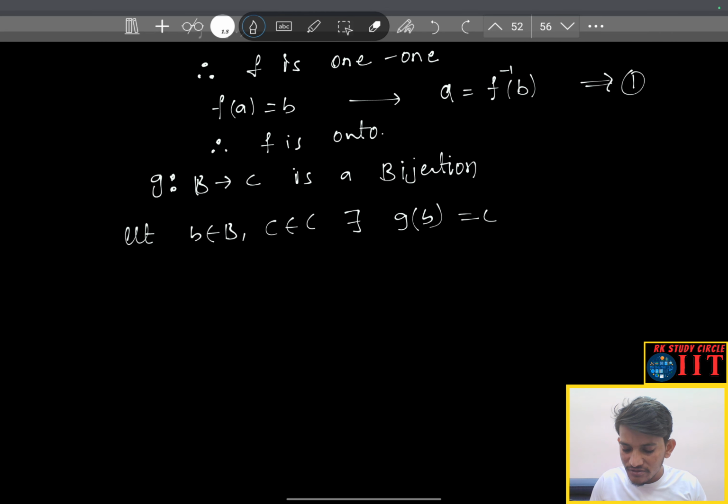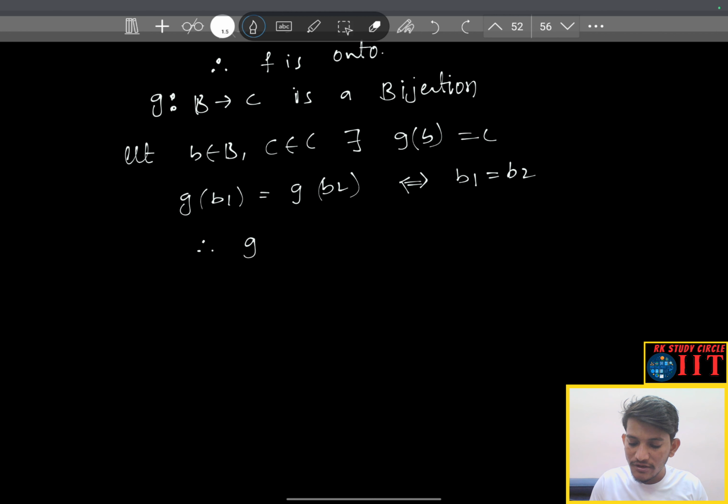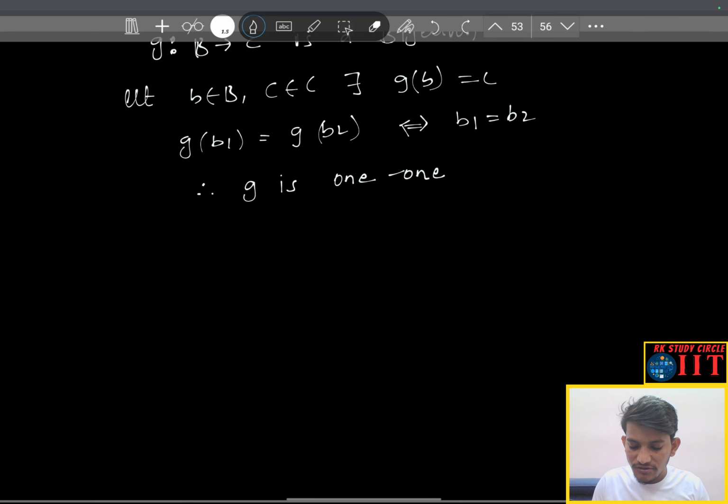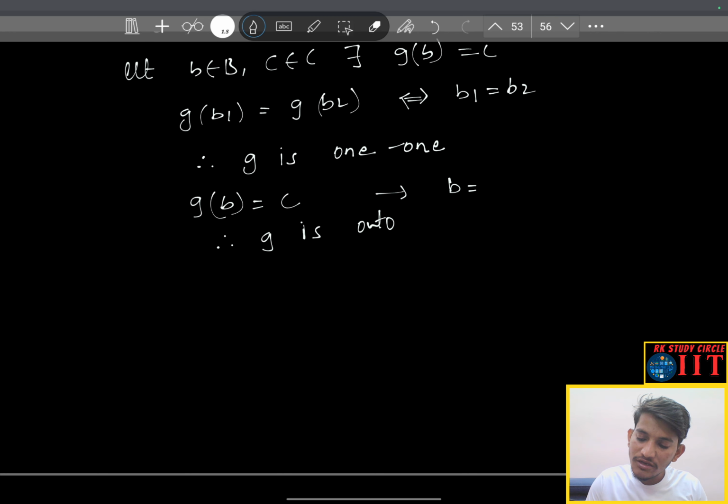So in order to write g is one-one, I need to mention g(b1) equals g(b2) if and only if b1 equals b2. Therefore g is a one-one function. And the next one, g is said to be onto if and only if g(B) equals C. So g is an onto function, as well as can I mention b equals g inverse of c? Yes, sir, obviously. Let it be equation number 2.